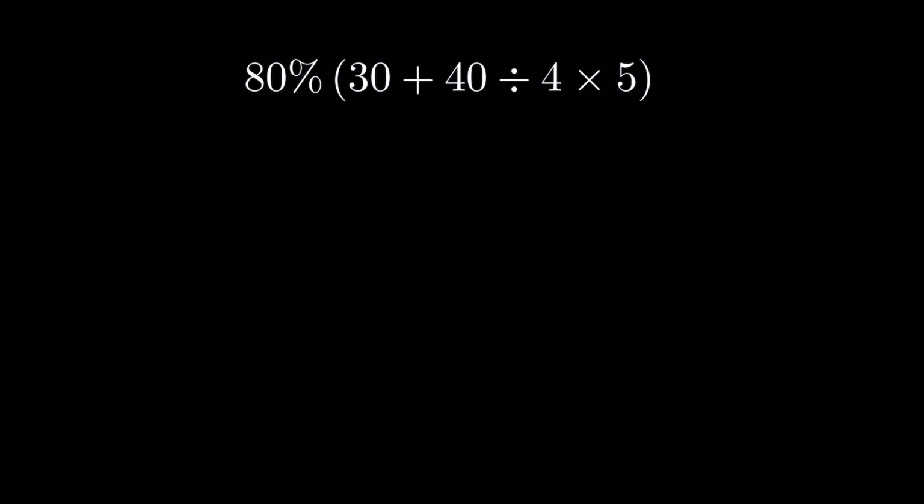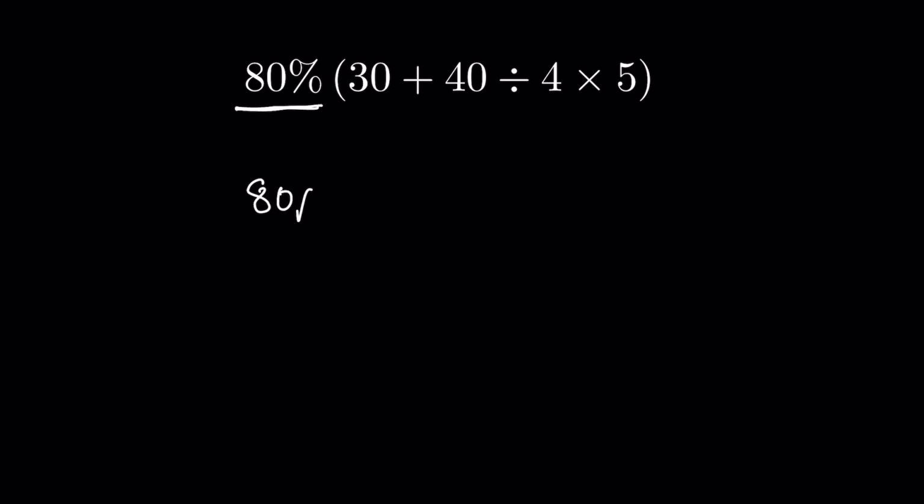80% times (30 + 40 ÷ 4 × 5). How do you solve it? So this is a question of order of operations. Here, 80% we can write as 80 upon 100 also, or we can just leave it like 80%.